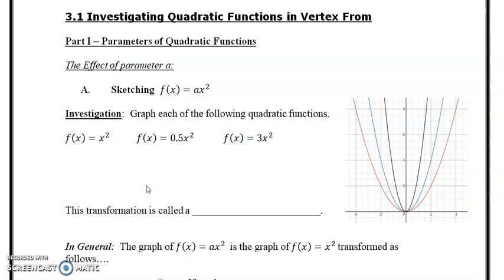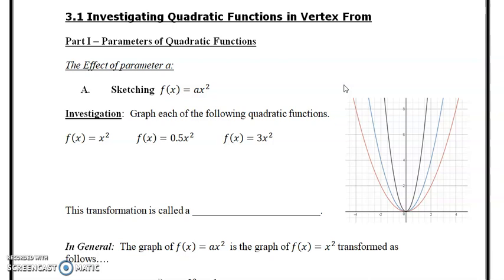I have when the a value is 1, right here. There's no coefficient, so it's a 1. I have when we have decimal 0.5, which can also be represented as 1/2 x squared. And then we're going to look at a third when we have f of x equal to 3x squared. You'll notice I have this very nice graph here that you have on your page.